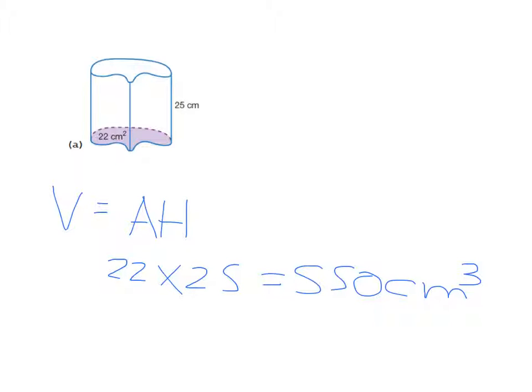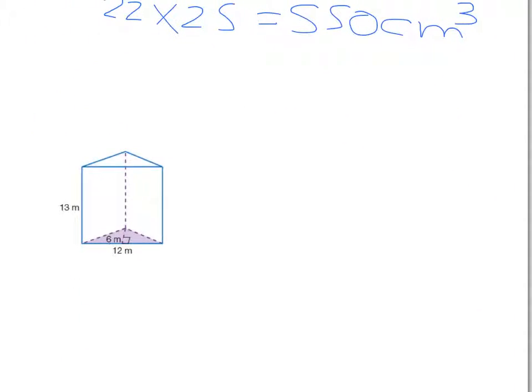So let's do the next one. Let me move up. This one here has got a triangle as its base. It's telling you that it's 12 meters this way, and why has it got 12 and 6?